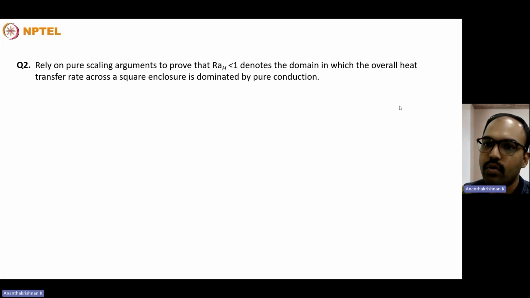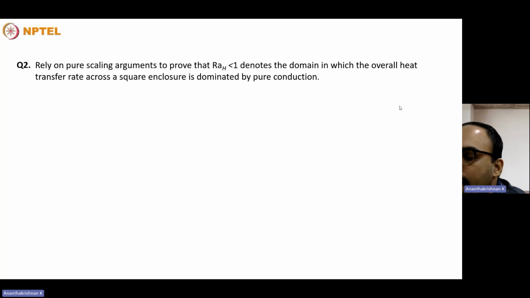So we can look into the second problem. This is the case of a square enclosure with heat transfer across it. The horizontal sides of this enclosure will be adiabatic, and heat transfer happens from one vertical wall to the other wall, where the temperature drop is delta T. And in this case, we have to see that when the Rayleigh number is less than one, conduction dominates, and the heat transfer due to natural convection is minimal.